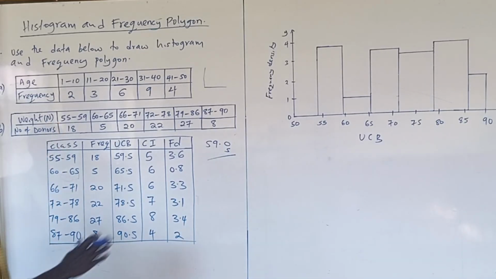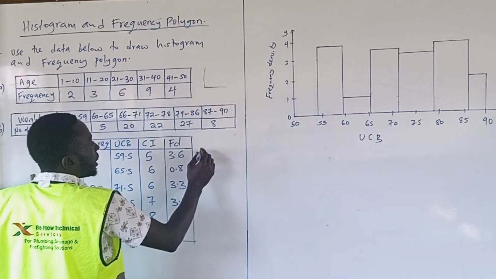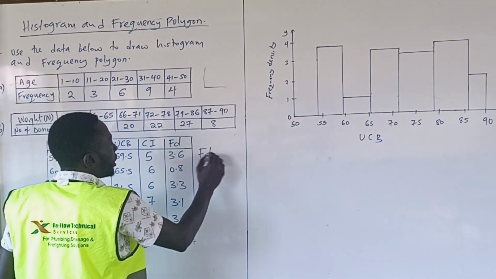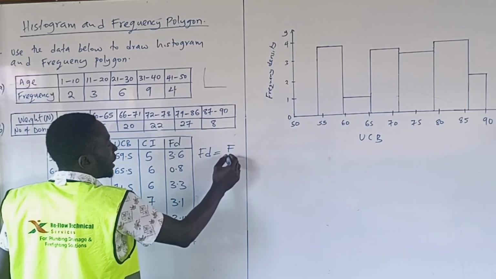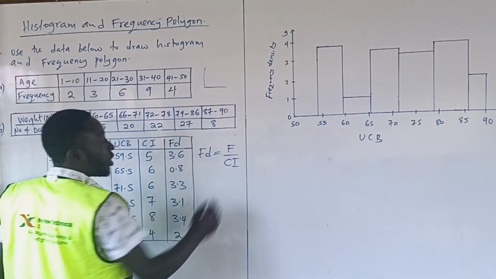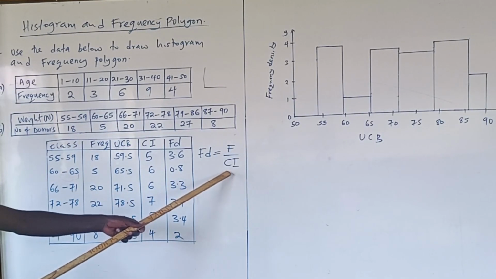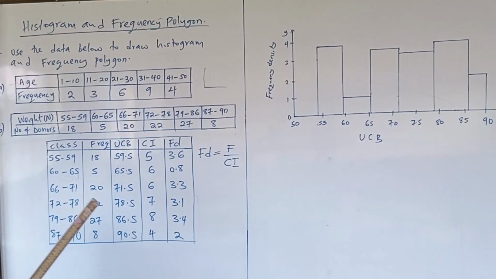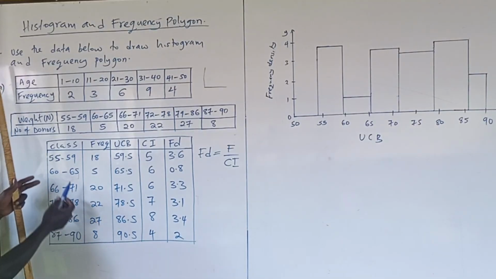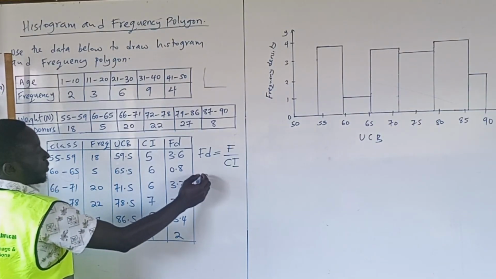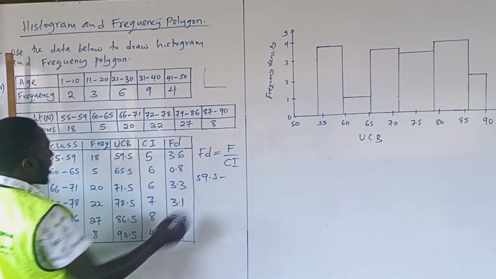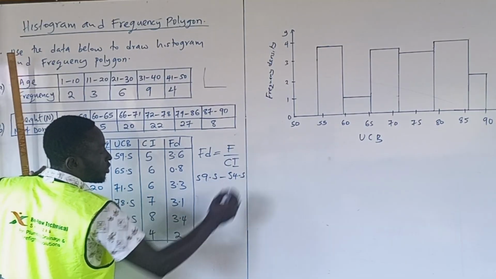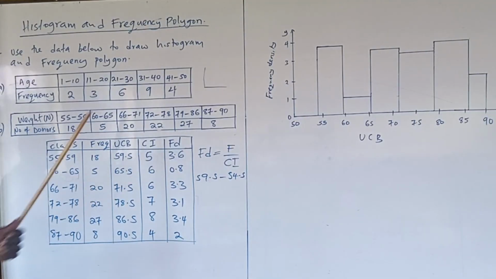Then you need to get frequency density. What is the formula for frequency density? Frequency density is equal to frequency divided by class interval. So we need to get the class interval. What is class interval? It's upper class boundary minus lower class boundary. So the upper class boundary here is 59.5 minus 54.5. You subtract, you get 5.